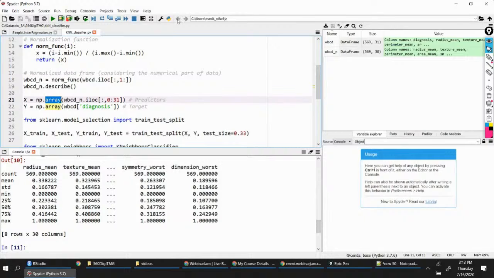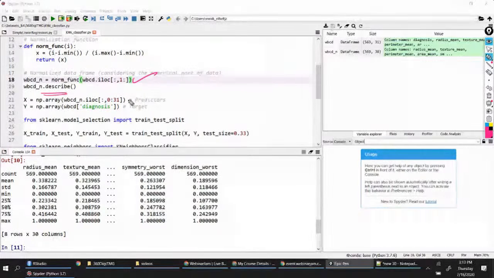So first, normalize the data, right? Then cross-verify, then do the split of input-output. So this is input variables and this is output, right? And convert that into array format.